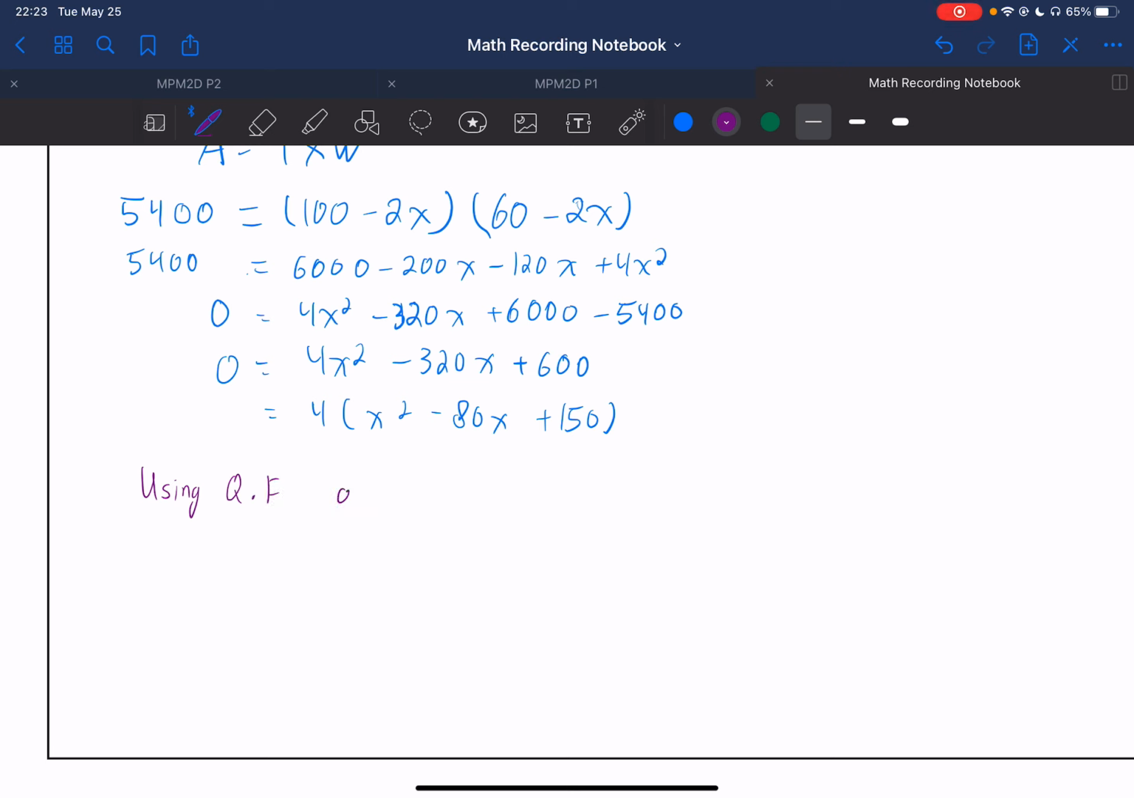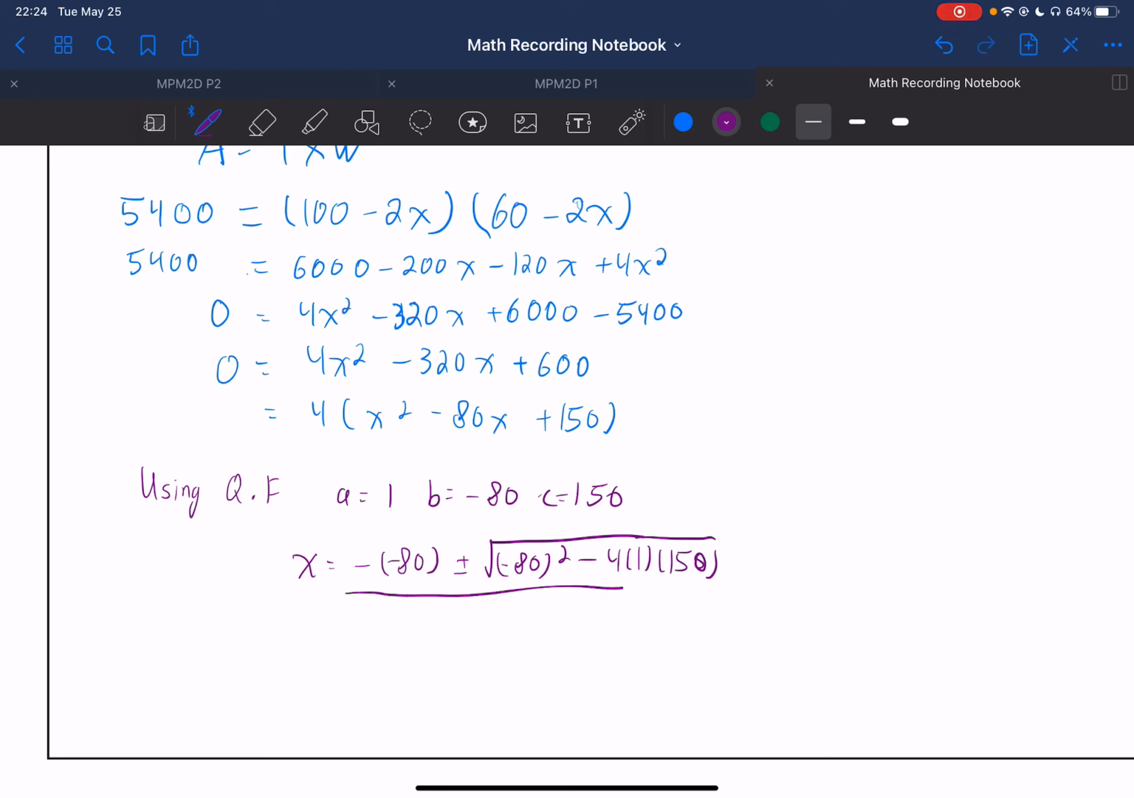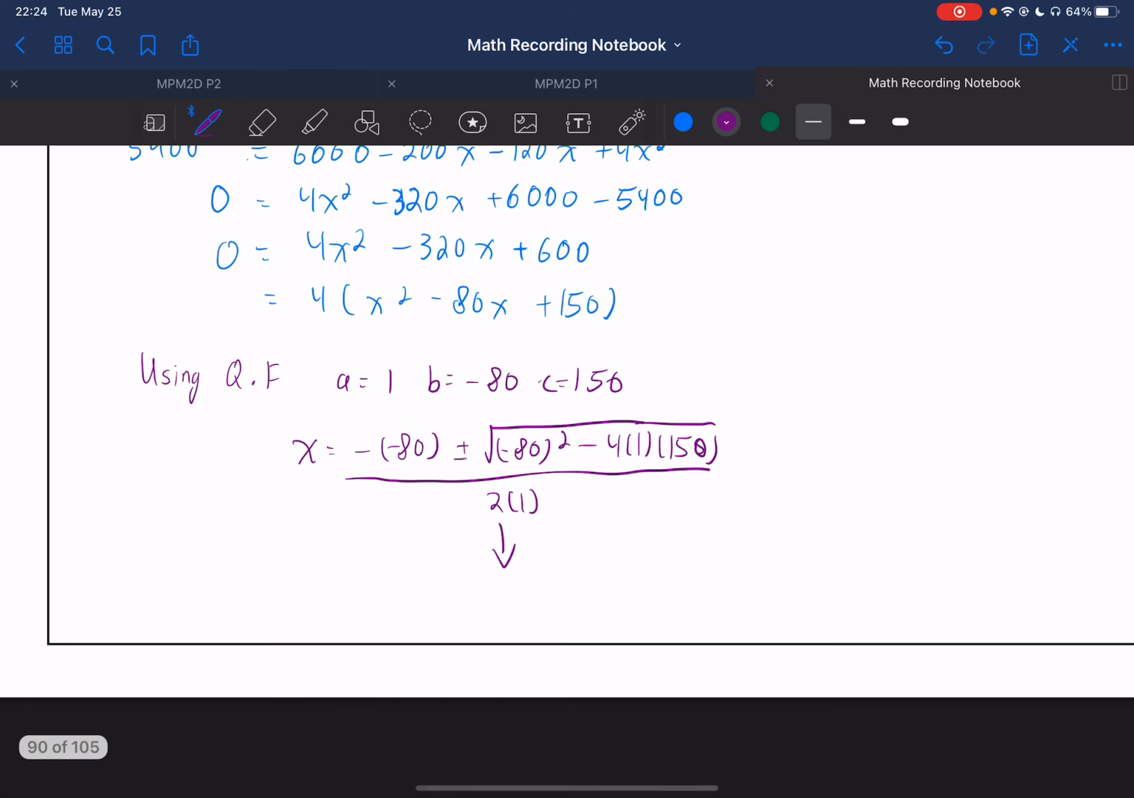So let's label our information. We have A equaling 1, B equals negative 80, and C equals 150. Let's put this into our quadratic formula. We get negative bracket negative 80 plus minus the square root of negative 80 squared minus 4 bracket 1 bracket 150, all over 2 times 1.